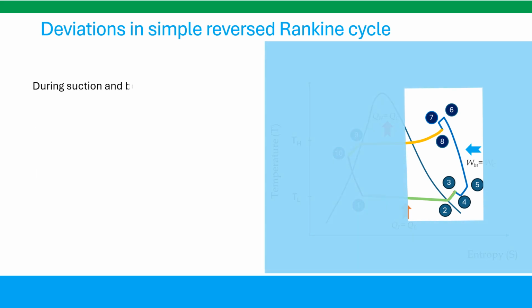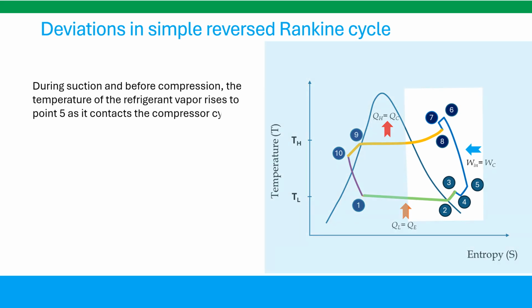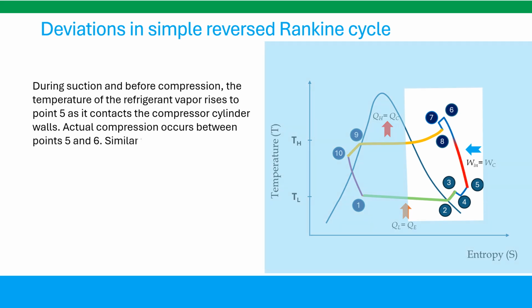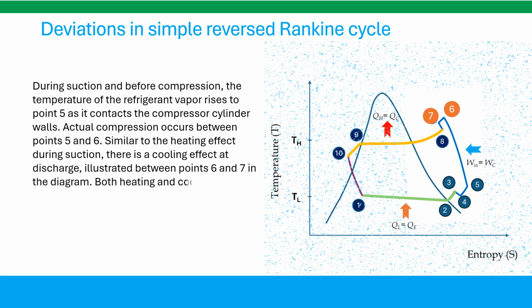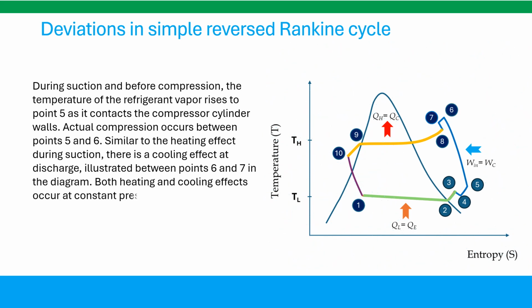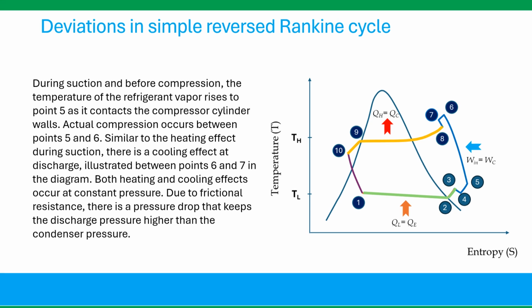During suction and before compression, the temperature of the refrigerant vapor rises to point 5 as it contacts the compressor cylinder walls. Actual compression occurs between points 5 and 6. Similar to the heating effect during suction, there is a cooling effect at discharge, illustrated between points 6 and 7 in the diagram. Both heating and cooling effects occur at constant pressure. Due to frictional resistance, there is a pressure drop that keeps the discharge pressure higher than the condenser pressure.